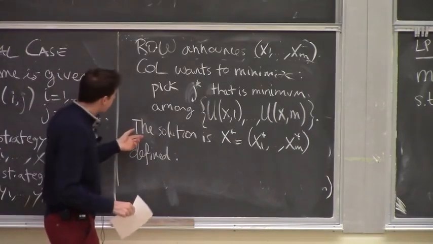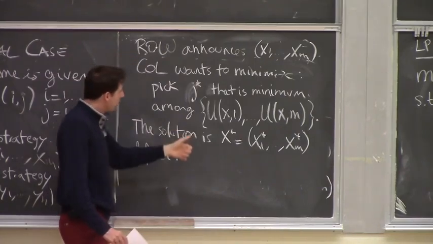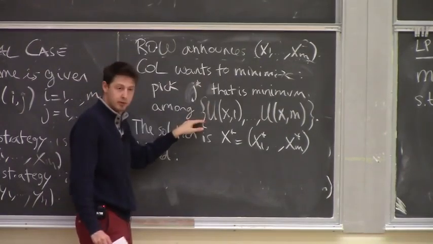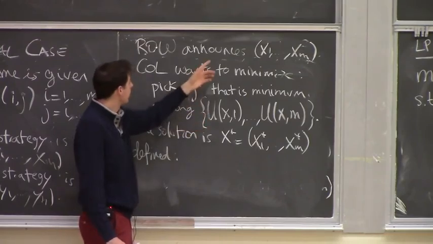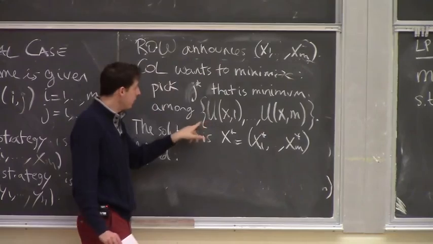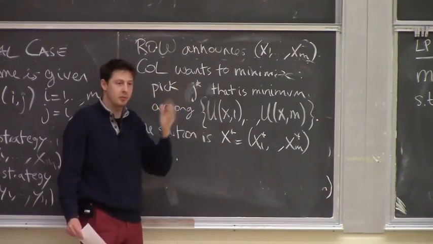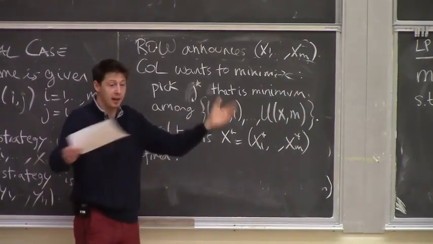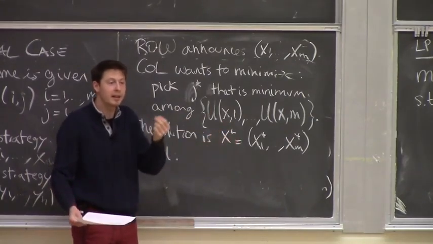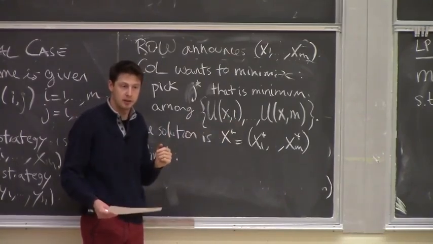So what will the row player do? He wants to push up this minimum. Right now he's saying, if I announce x, what I will experience is the minimum of these numbers. But that was just a thought experiment about a particular x. I could have done any x. I should pick the x star that maximizes the minimum of these things.